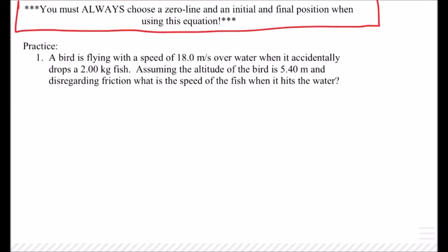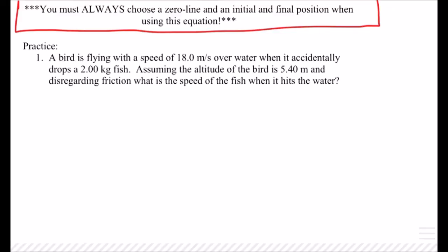A bird is flying with a speed of 18 meters per second over water when it accidentally drops a 2.0 kilogram fish. Assuming the altitude of the bird is 5.40 meters and disregarding friction. Now, what do we mean disregarding friction? It's air resistance. Very good. What is the speed of the fish when it hits the water?